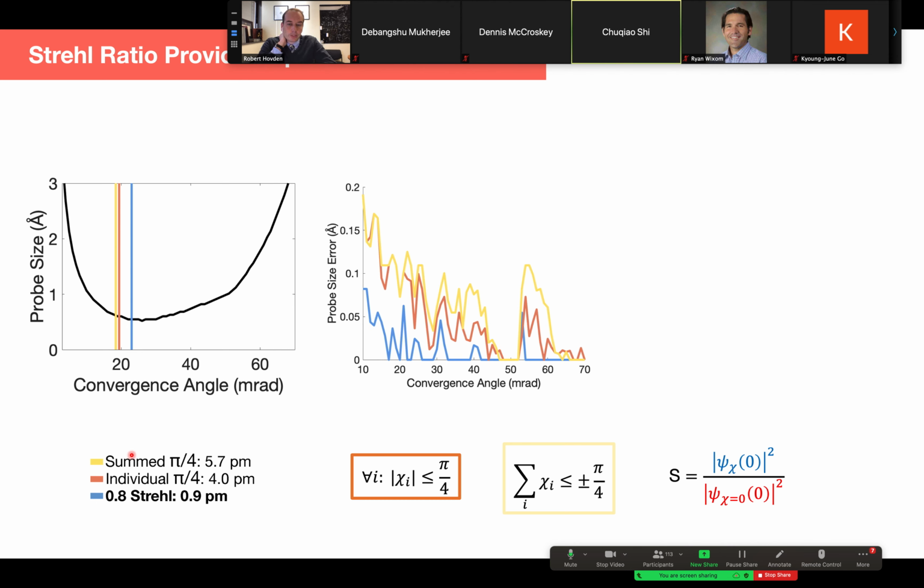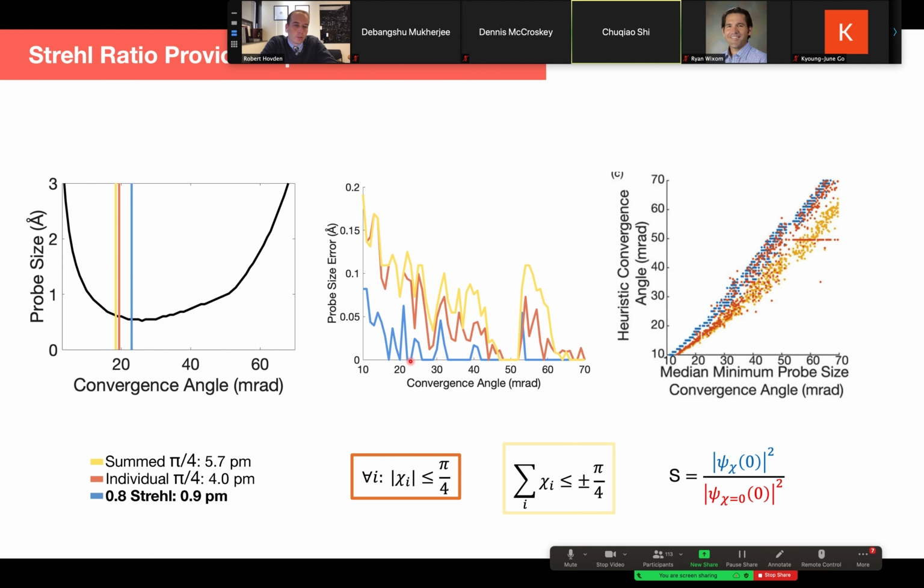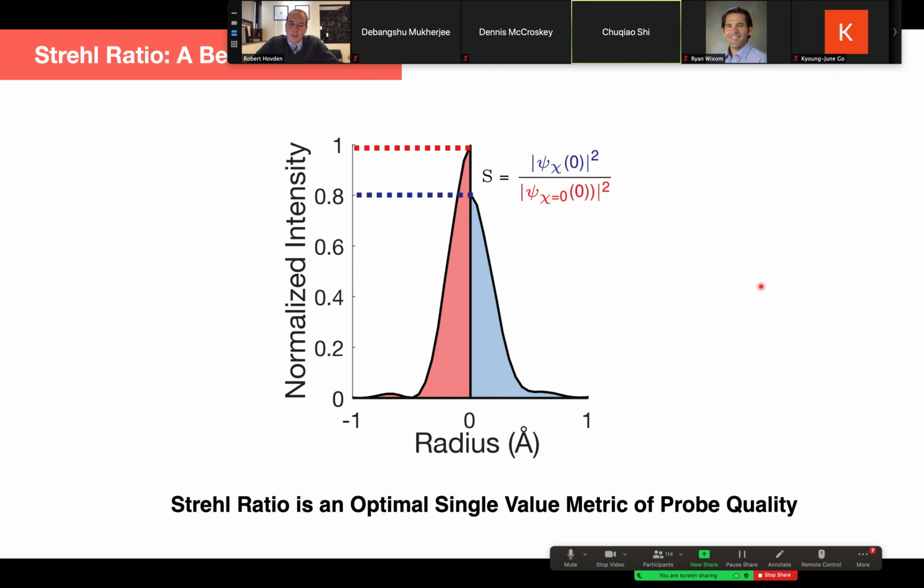And this is true over a range of convergence angles, so both from 10 milliradian for uncorrected microscopes up to 30, 40 milliradians for next generation aberration-corrected microscopes. We see the probe size error for the Strehl ratio is much lower than that of the pi over 4 metrics. And that holds over thousands of simulated Ronchigrams, so we've tested this over a large set of data, and we see that the Strehl ratio consistently picks the optimal aperture size, whereas the pi over 4 rules tend to be suboptimal. So the first takeaway is that the Strehl ratio provides an optimal single value metric for assessing probe quality in STEM.